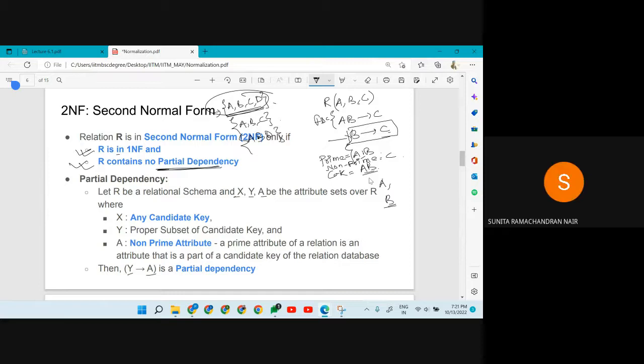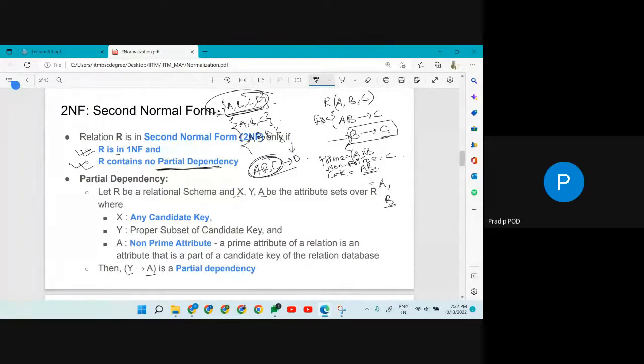Suppose if I have ABC determines D, then that is not a partial dependency, because all of them are part of the candidate key. A, B, BC determines D. So here you can see this is your candidate key, and D is also a candidate key. That is not a problem. It will be 2NF then.